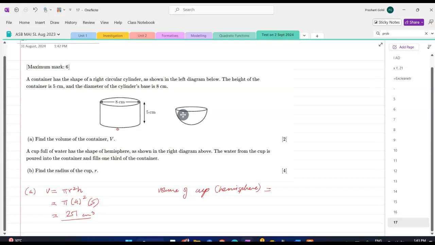So V equals half of 4/3 pi r cube. So basically it will be 2/3 pi r cube. Correct? Now the volume will be how much? It says fills 1/3 of the container. So the volume of the cup is 1/3 of the volume of the cylinder. What is the volume of the cylinder? No, don't take 251. Take more significant figures.